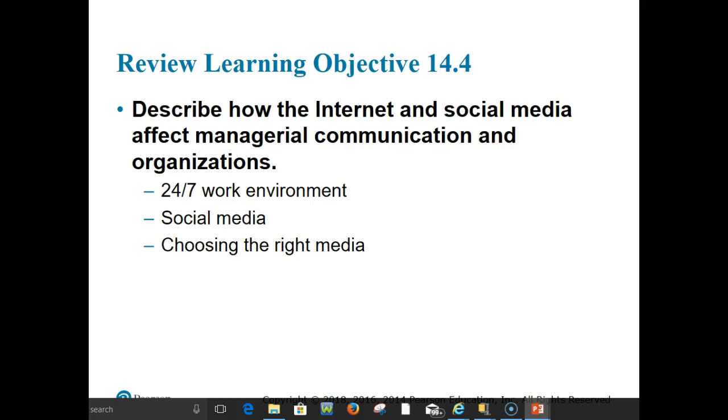Now, in review of our 4th learning objective, technology has changed the way we live and work. It has created a 24/7 work environment, as it is possible to stay connected around the clock and work from anywhere. Social media allows managers to communicate through one channel and encourages sharing experiences. And while IT allows collaborative work, managers must be cautious that they do not overuse technology and impede creativity. Managers must also choose the right media for the message they are sending.